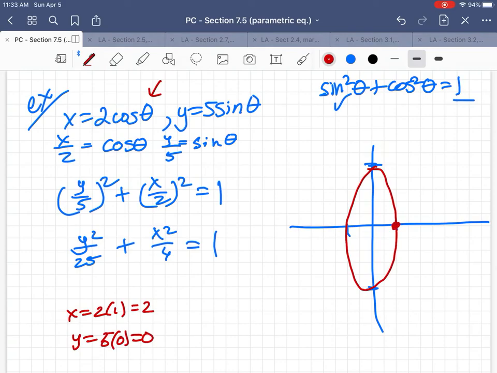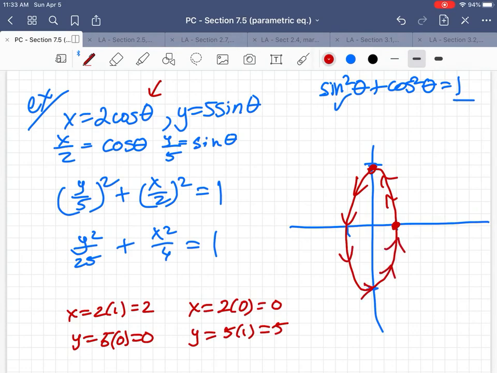Let's say we let theta equals pi over 2. So cosine of pi over 2 is 0, so 2 times 0 is 0. And sine of pi over 2 is 1, so 5 times 1 is 5. So that goes up to this point here. So I can tell that this is going around this way. All right, so as t grows higher than 0, it just keeps going around and around and around.